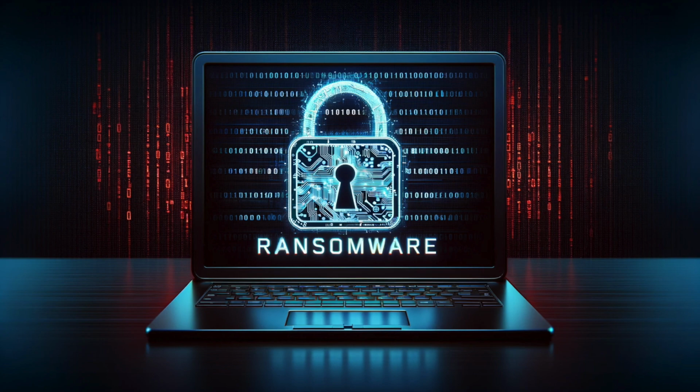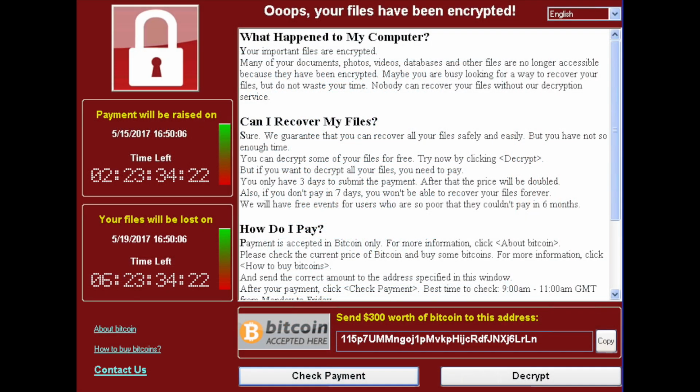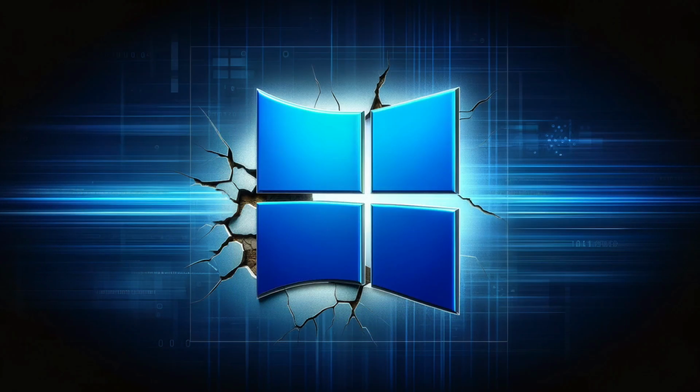Now that we understand how ransomware operates, let's examine a real-world example. In May 2017, the world witnessed one of the most widespread ransomware attacks, WannaCry. This wasn't just any malware, it was a global crisis. WannaCry leveraged a vulnerability in Microsoft Windows, infamously known as EternalBlue, which was developed by the U.S. National Security Agency and leaked by the hacker group Shadow Brokers.